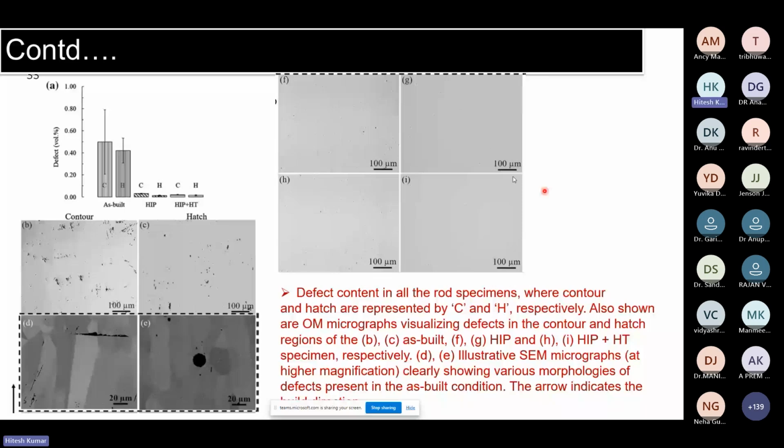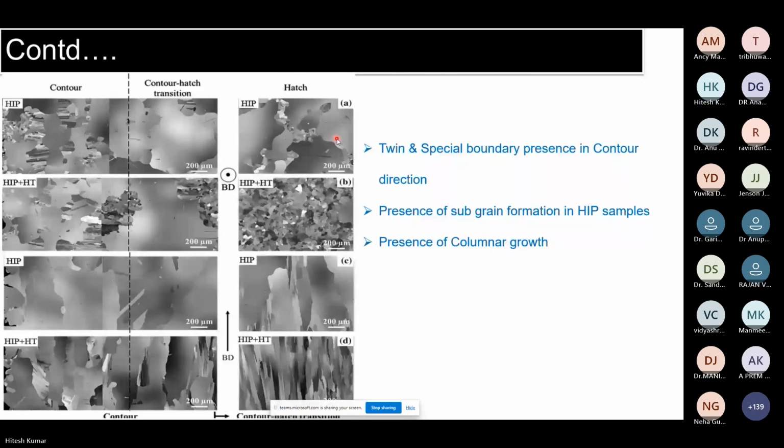Or you can say you need to go for secondary processing after treatment. This is also showing the microstructure difference from contour to H direction. Inhomogeneity is there, but when we are moving towards HIP plus heat treated, we are trying to reduce the inhomogeneity in both the cases.